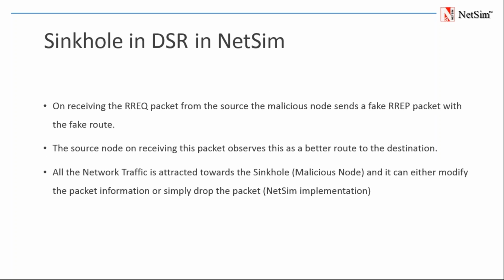So the malicious node sends a fake route reply with a fake route, and the source node, on receiving this packet, observes that this is a better route to send the packet. So all the network traffic goes towards the sinkhole malicious node, and that malicious node either modifies it or simply drops it.